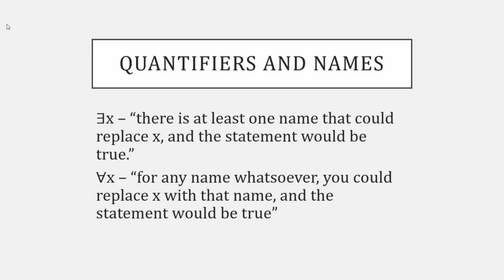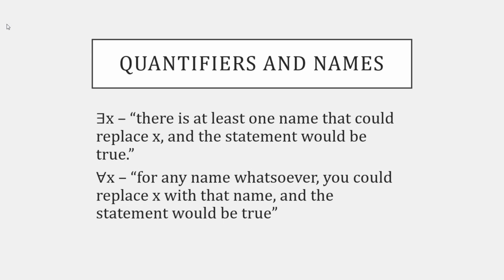Now, the existential quantifier says that somewhere in that list, there's at least one name I could plug in where this variable stands and get a true sentence out of that. There's at least one. It could be more than one. That's perfectly compatible with the existential quantifier. All the existential quantifier says is there's more than zero.